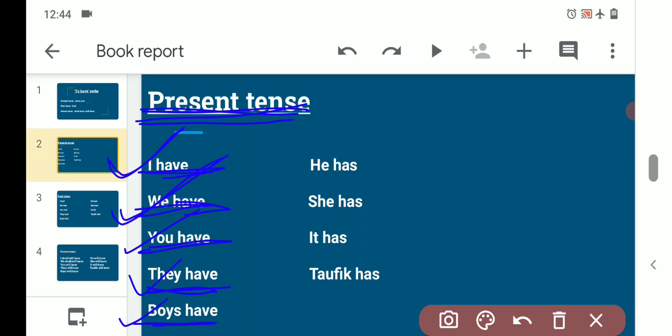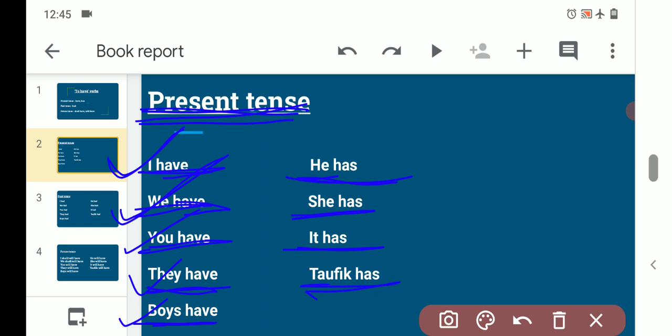Now let us see what about other subjects. If the subject is he, in present tense we have to use has. He has. Why? Because he is a third person pronoun, it is singular. He has. Same way, she has, third person singular. It has, third person singular.